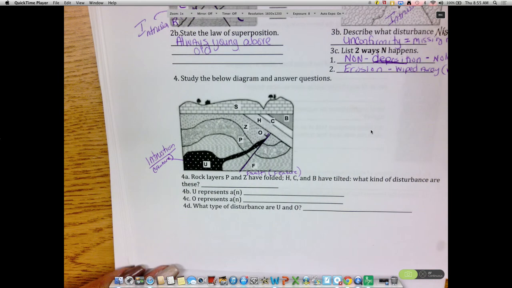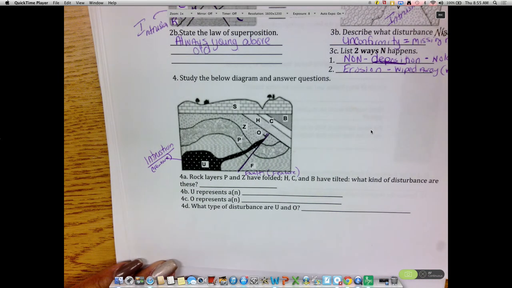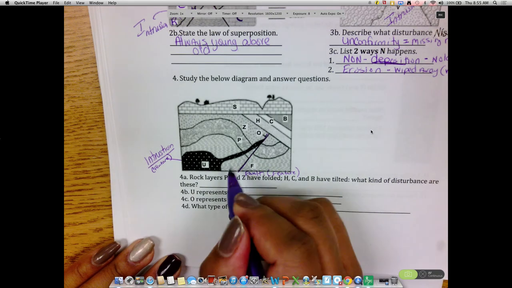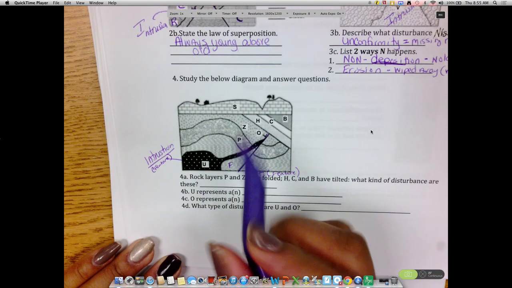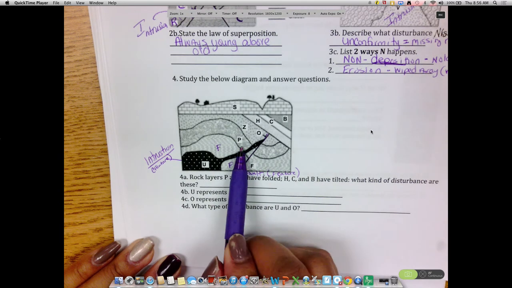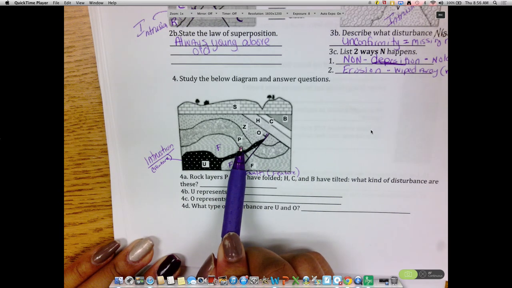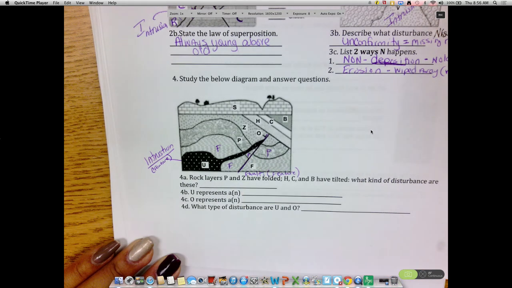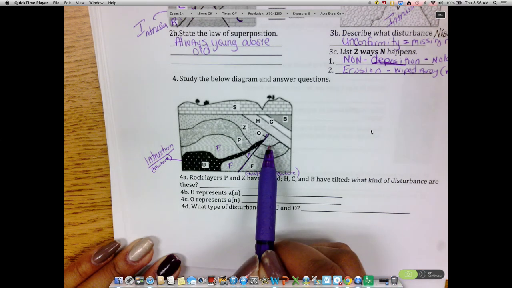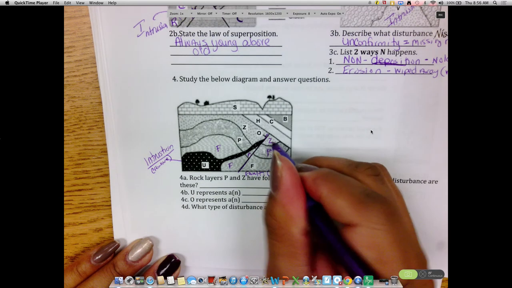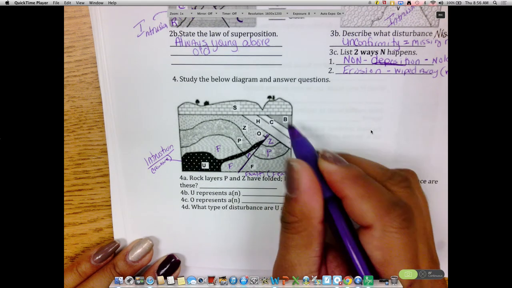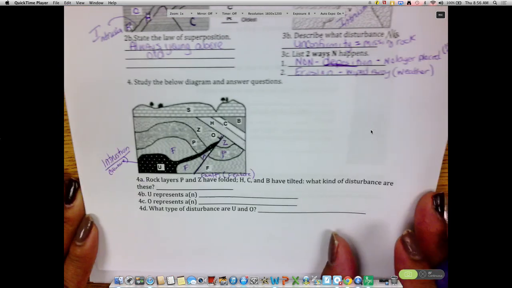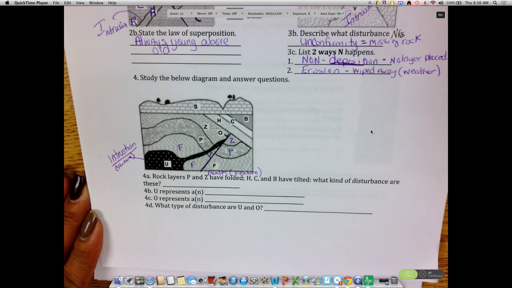This is your fault. And that's a feature as well. Are all of our rock layers identified? Got F over here. Where else is F? F is here and here. What about P? Good job, Aaliyah. It's also on the other side, and it's here. Z is also here. H is good. C is good. And B and S are good. Right? All right, so now looking at our question.